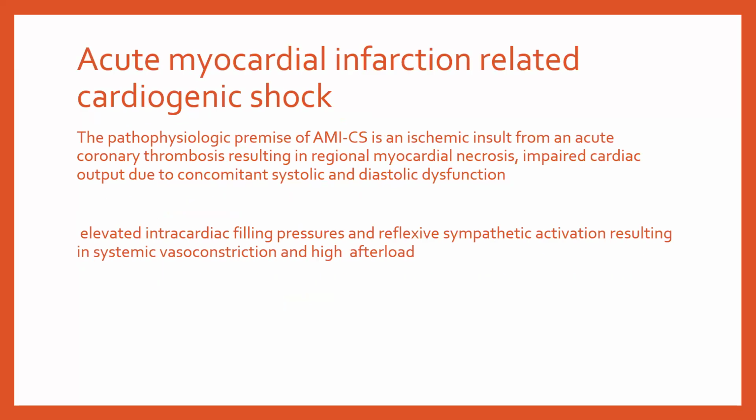Now we'll see how to manage acute myocardial infarction related cardiogenic shock. The pathophysiologic premise of acute myocardial infarction related cardiogenic shock is an ischemic insult from an acute coronary thrombosis resulting in regional myocardial necrosis, and impaired cardiac output due to concomitant systolic and diastolic dysfunction. This leads to elevated intracardiac filling pressure and reflexive sympathetic activation, resulting in systemic vasoconstriction and high afterload.